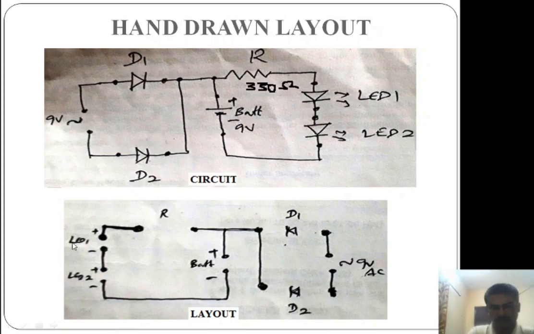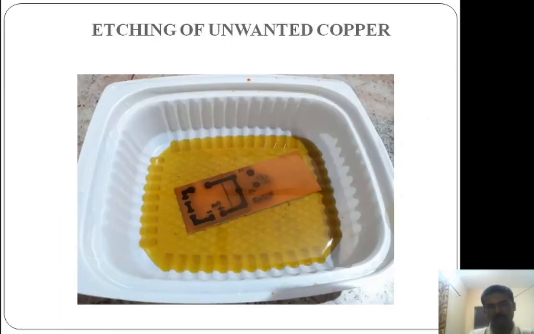Okay, now this is the layout. We are going to draw this layout on a copper clad laminate. What is that copper clad laminate? Let's see in the next one. See, this is the etching part.